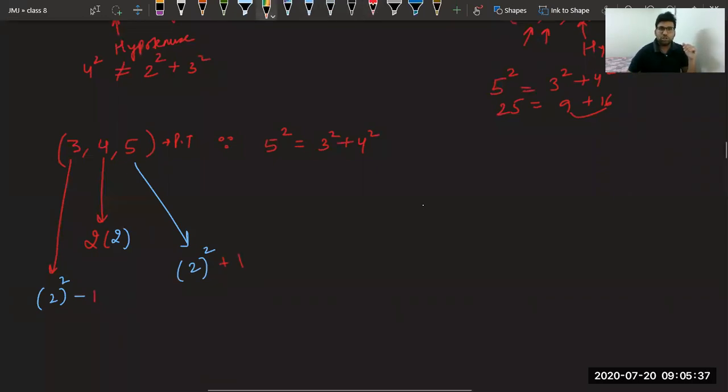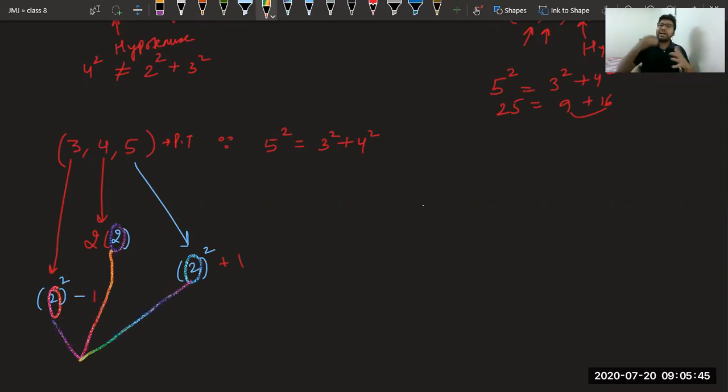So you observe this 2, and this 2 in the brackets, they are the same. We are trying to find a relation. What I have done, I have written 4 as 2 into 2. I have written 3 as 2 squared minus 1 because 4 minus 1 is 3 only. I have written 5 as 2 squared plus 1. So I am trying to write these numbers in terms of 2.